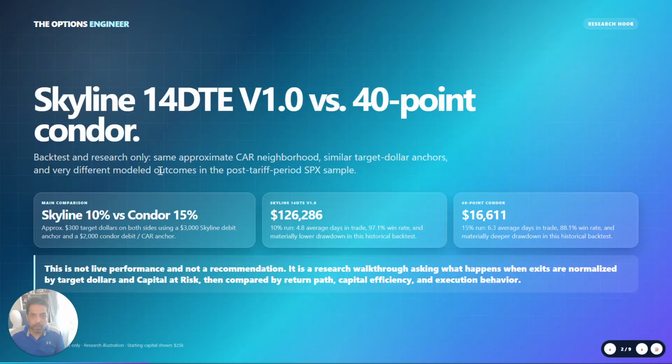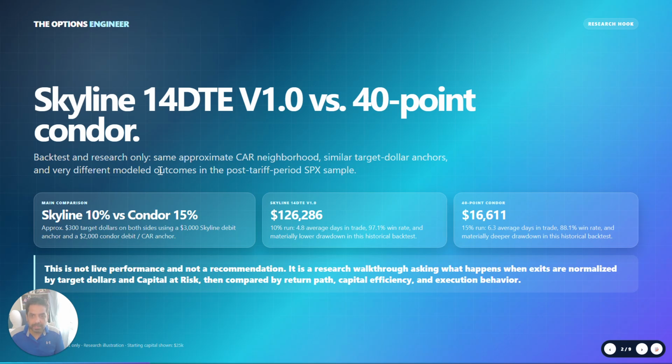In this session, I cover a historical backtest and research-only comparison between Skyline 14DTE version 1.0 and a 40-point Condor. Both structures are 14DTE in this research. The high-level overview is simple. Similar capital at risk neighborhoods, similar target dollar anchors, and very different return paths.